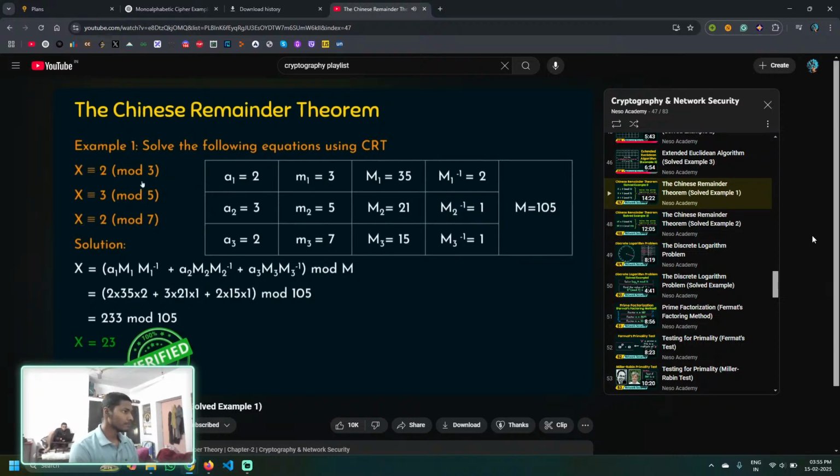Please be noted that there is only one condition. The condition is these moduli values should be relatively prime. Only then we will get the correct result.